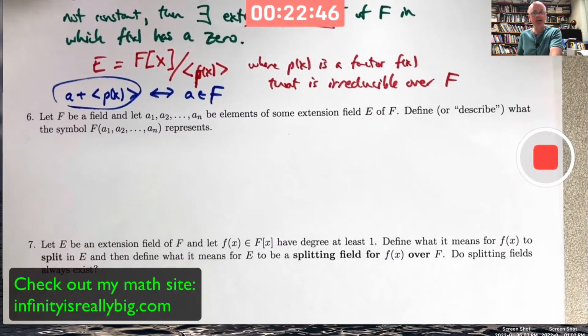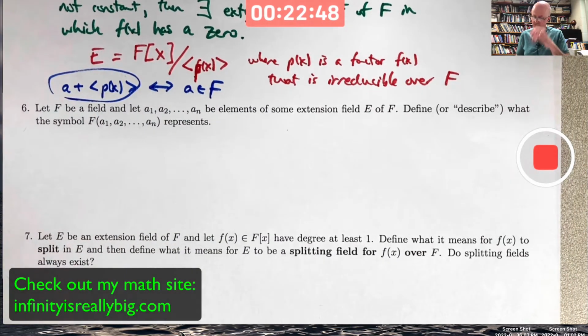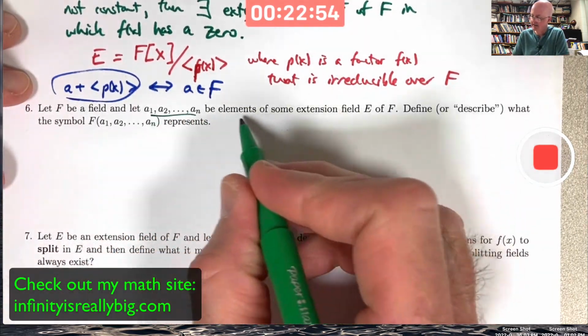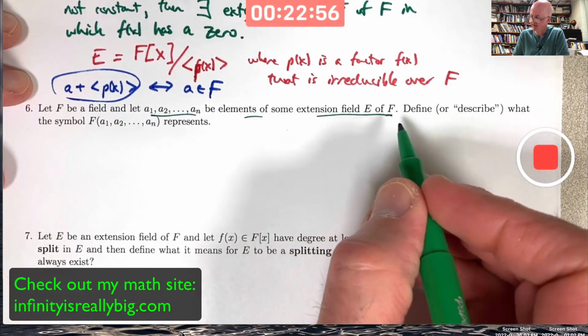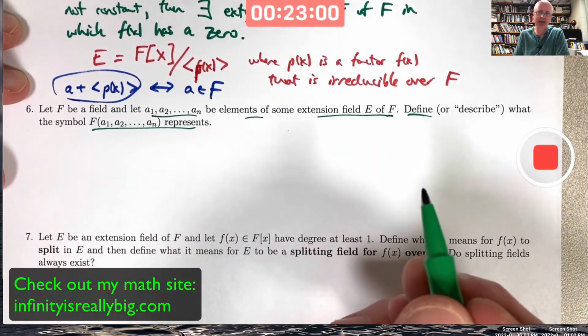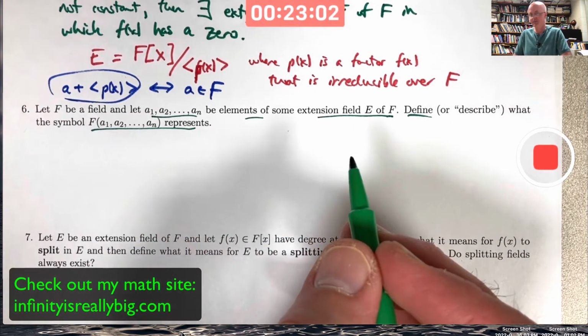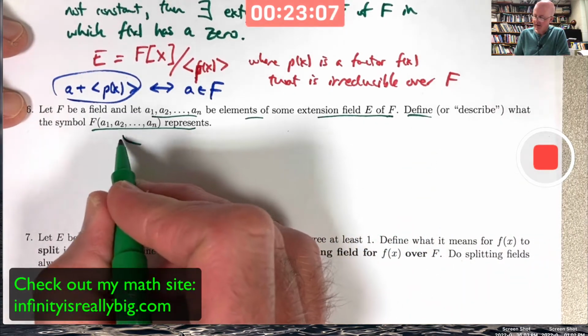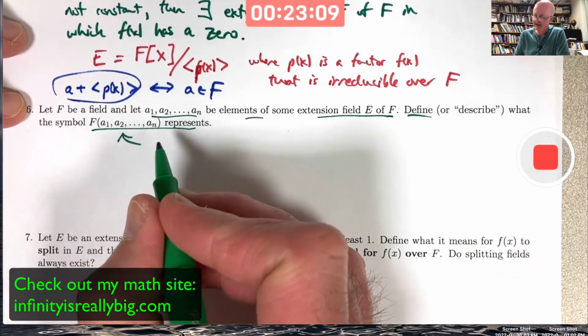Number 6. Let f be a field, the base field again. Let a1 through an be elements in some extension field E of f. Define or describe what this symbol represents. This is a big deal. Might not seem like a big deal, but it is a big deal. What does this symbol represent?